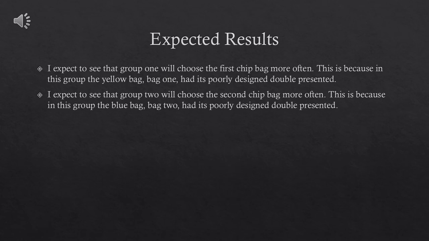So I expect to see similar, if not exact, matching results to the third study that I talked about at the beginning of the presentation. I expect that group 1 will choose the first chip bag because they were presented with the poorly designed double, and the same will be true for group number 2. They'll choose the second chip bag more often because they had the poorly designed double of the second bag. So this would prove the irrational decision making, that there's not a conscious decision happening there. It's just whatever seems best in the moment.